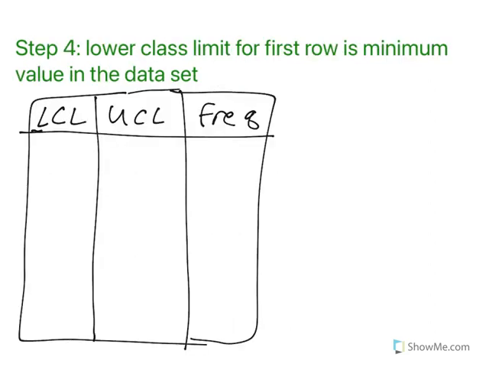All right, step 4. The lower class limit for the first row is the minimum value in the data set. So when I say, to start, my very first row, the lower class limit is my minimum value. So I start with 7 because 7 was the minimum value in my data set. Okay, so that's how we get started.